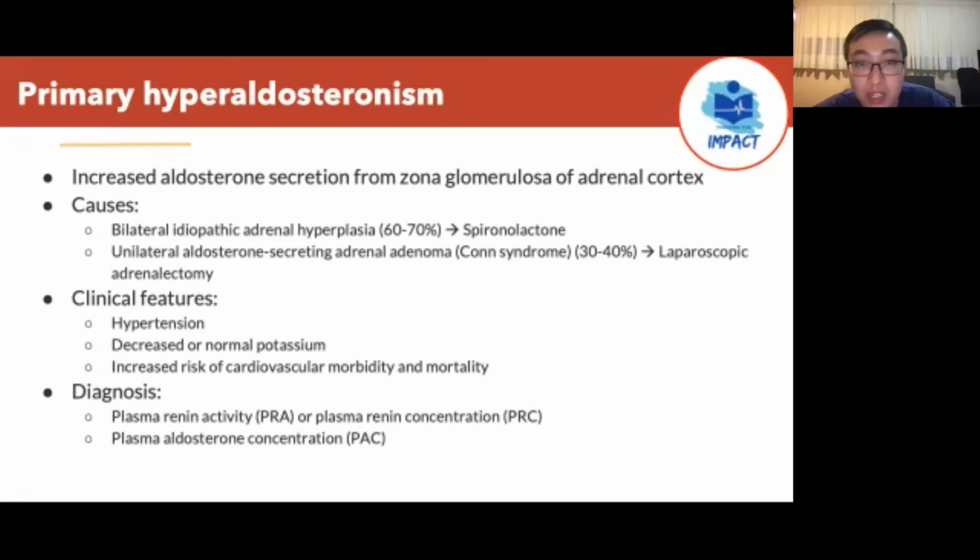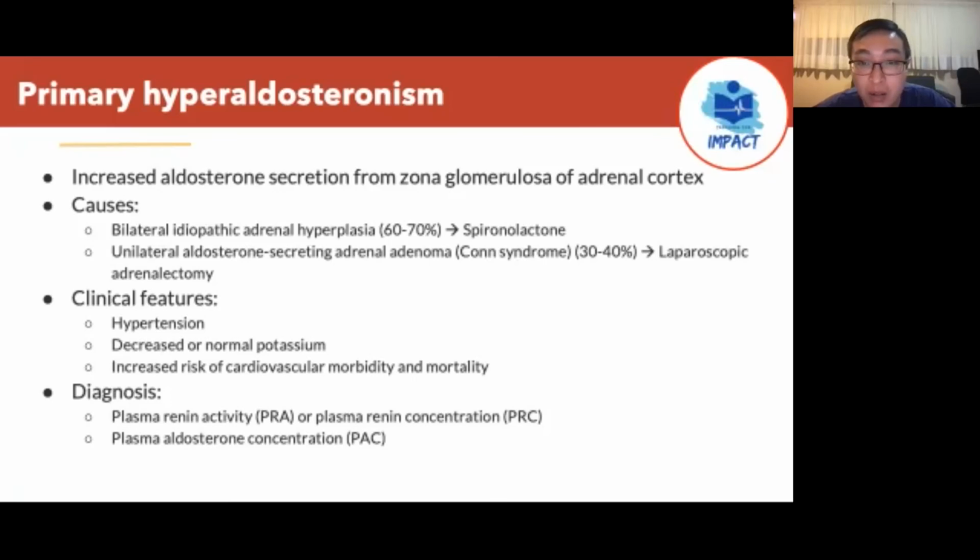important. I won't go into too much detail about diagnosing primary hyperaldosteronism, but basically, aldosterone secretion is often triggered by renin activity. So renin is secreted by juxtaglomerular cells of the kidneys, and then it activates the RAS pathway. It results in angiotensin II production, and angiotensin II then acts on the adrenal cortex to cause secretion of aldosterone.